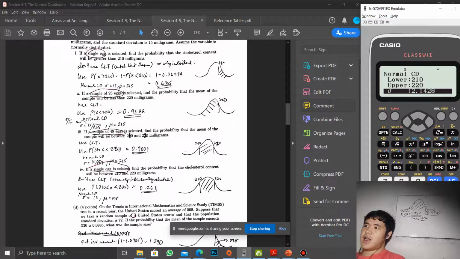Lastly, if a single egg, sinabi, find the probability that it will be between 210 and 220. So, just put it there. Kasi hindi natin kailangan ng central limit theorem. So, 15. The answer is 0.2611.